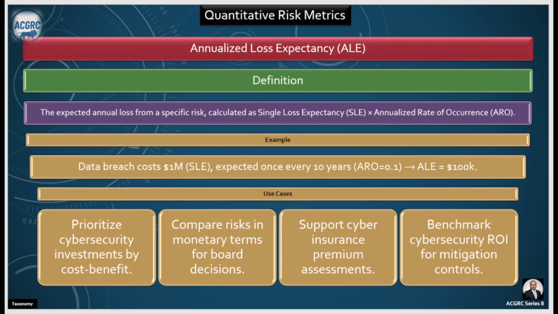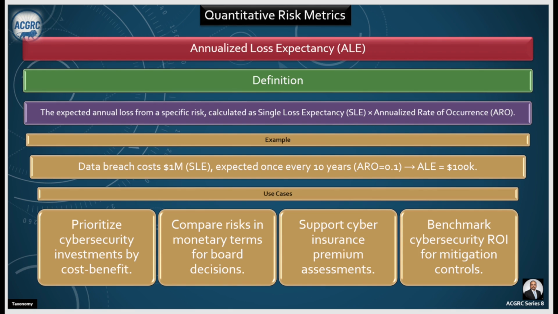Annualized loss expectancy. Well, this is the expected annual loss from a specific risk, calculated as the single loss expectancy multiplied by the annualized rate of occurrence. Example, a data breach of 1 million expected once every 10 years is equal to 100K.